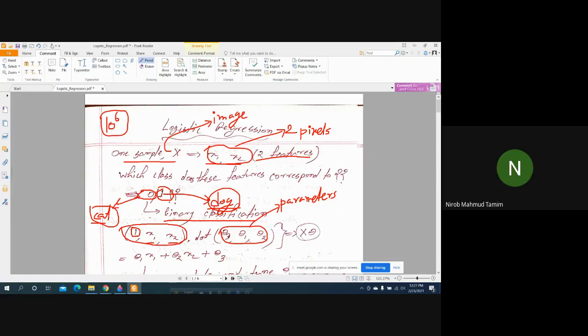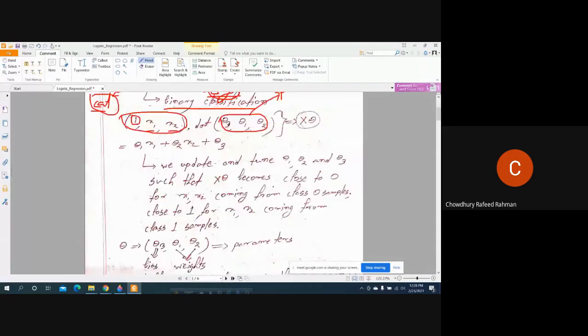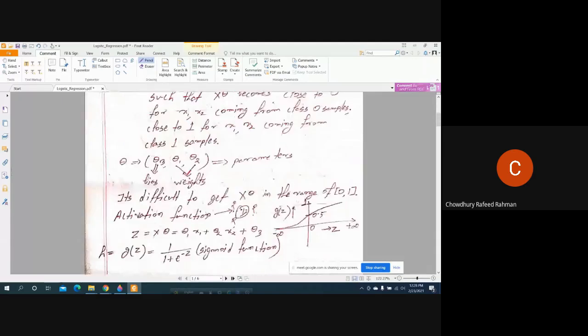Okay, sir. In that case, if it is a 2D image, then it would be x1, y1, x2, y2. No, not precisely actually. Let us see a more clear view here. Suppose this is an image. How many pixels are there in this particular image?